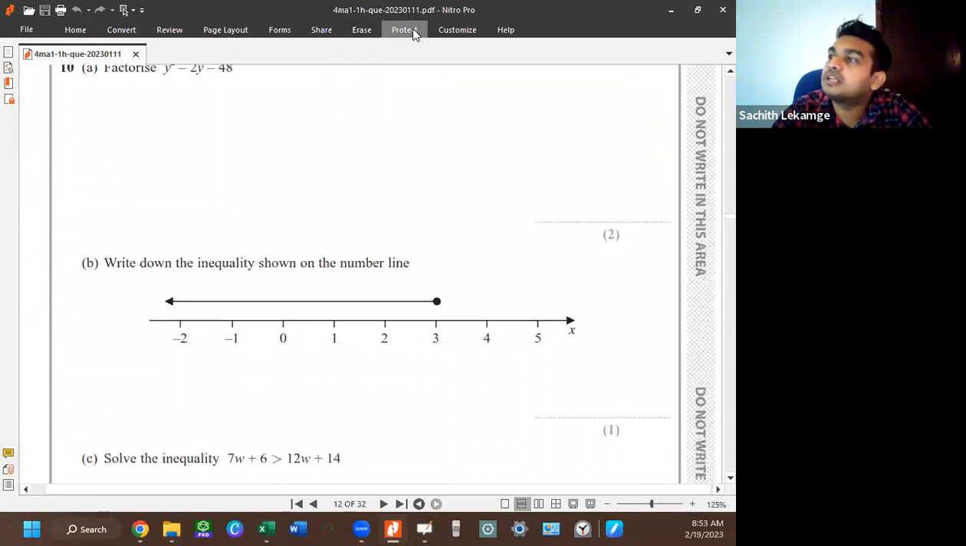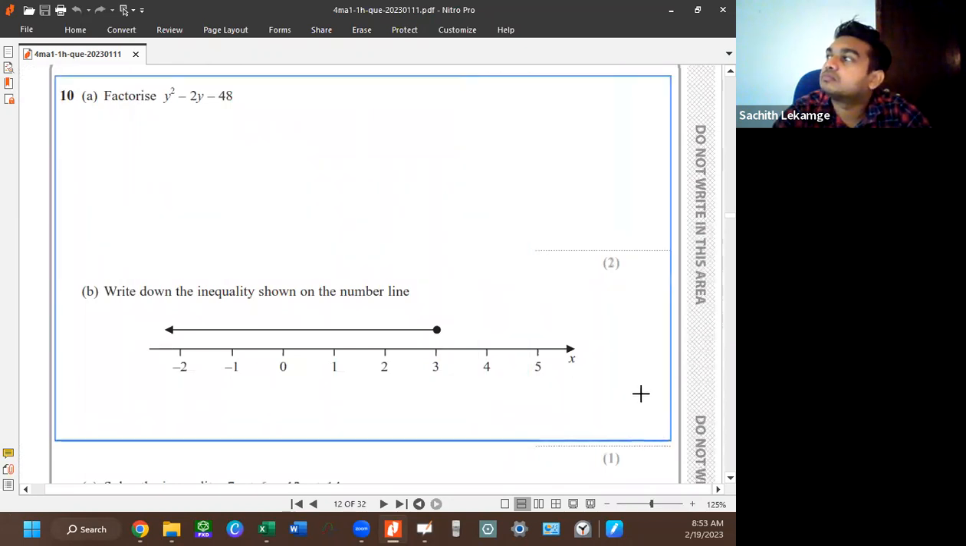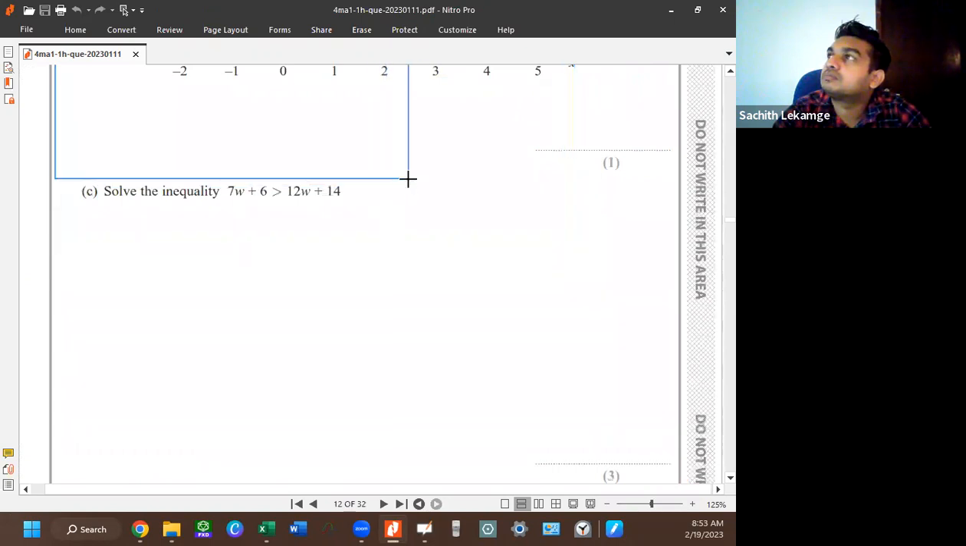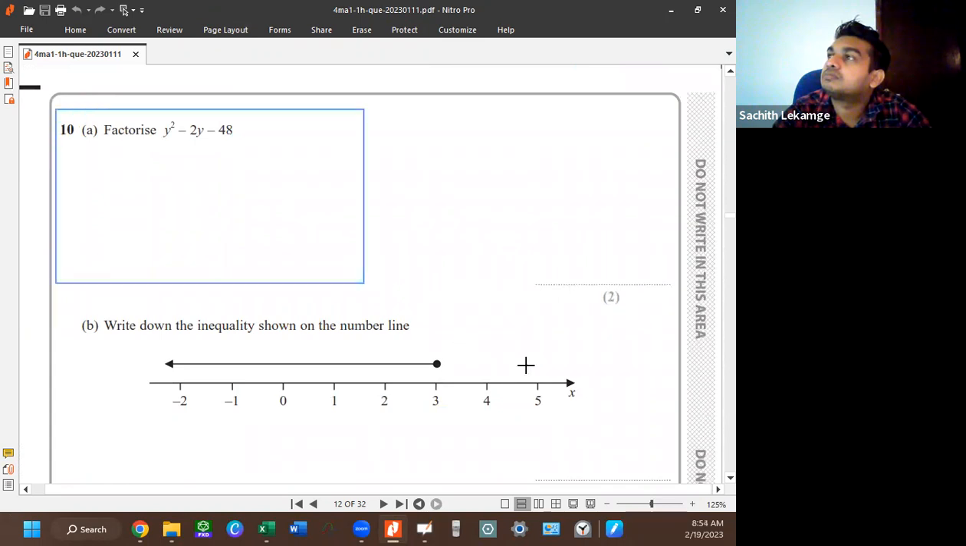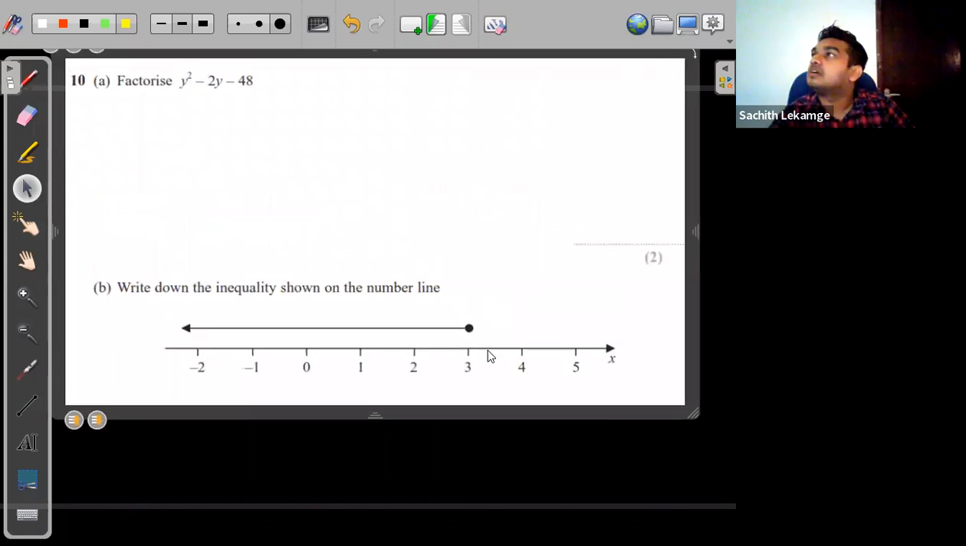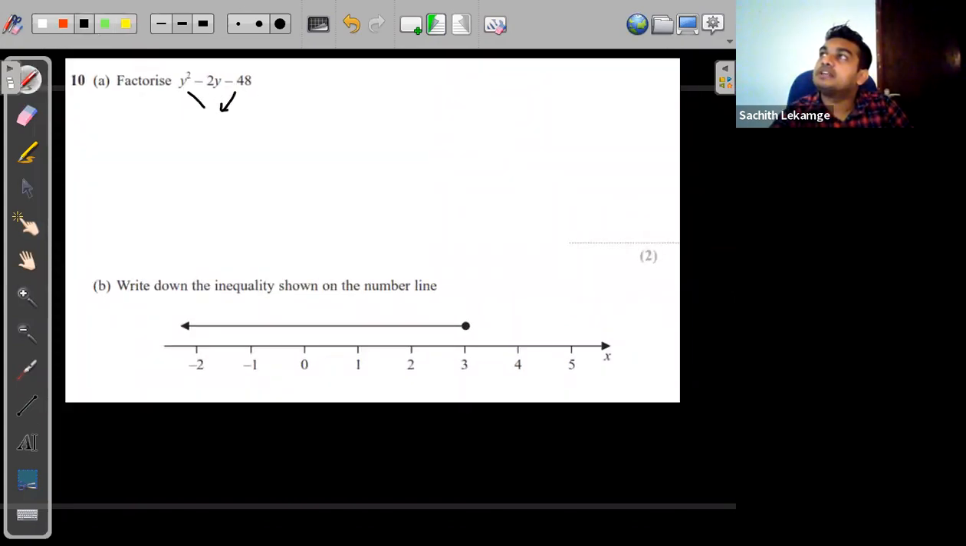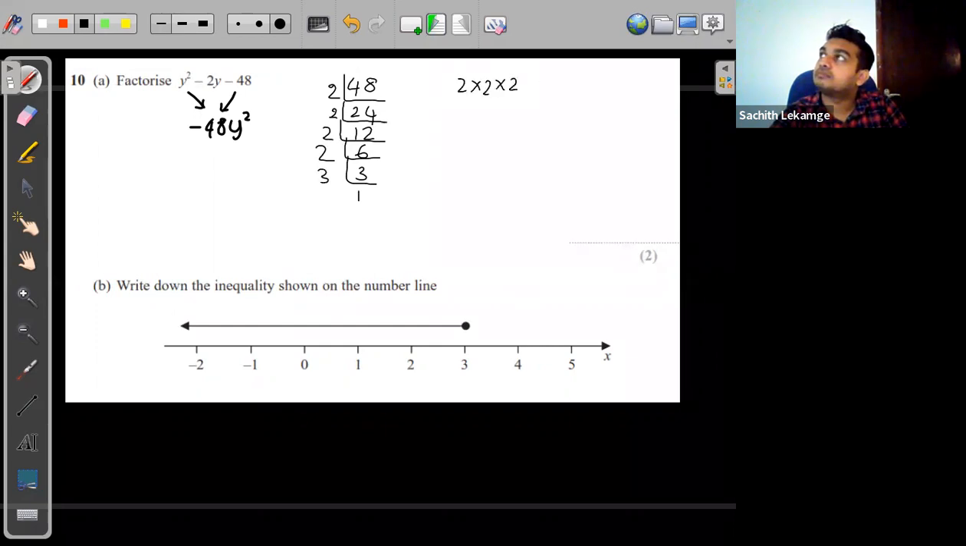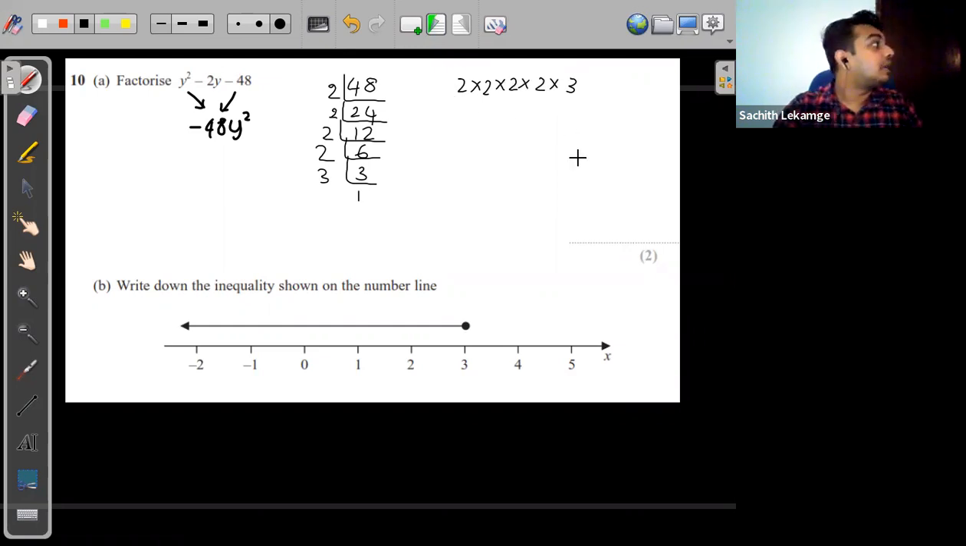Quadratic factorization, inequality. Okay, factorize. This is a very simple one. What are the factors? Multiply these two: -48y², you need to split. If it is difficult for you to find factors, do the prime factorization: 2, 24, 2, 12, 2, 6, 2, 3, 3, 1. We need to obtain -2. When you multiply, what is it? Negative? Yes, -8 and +6.